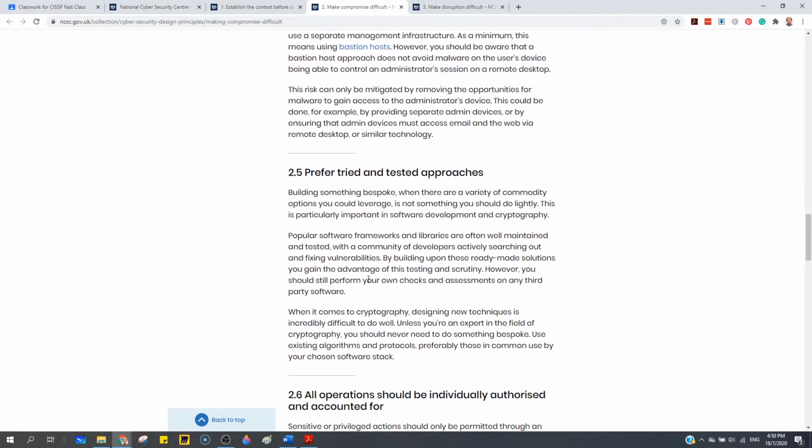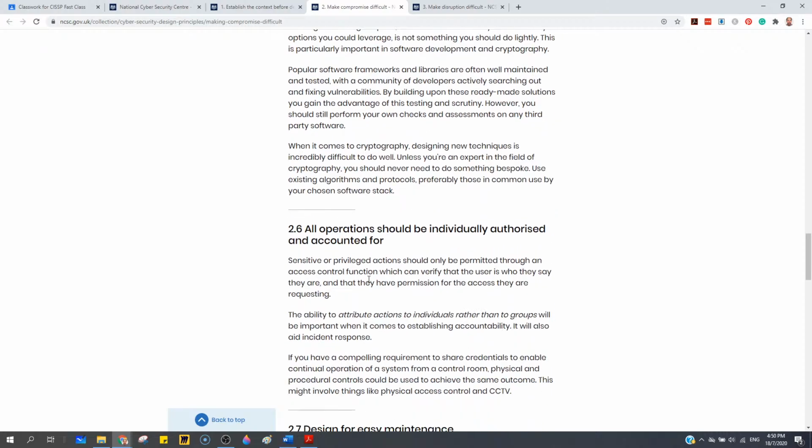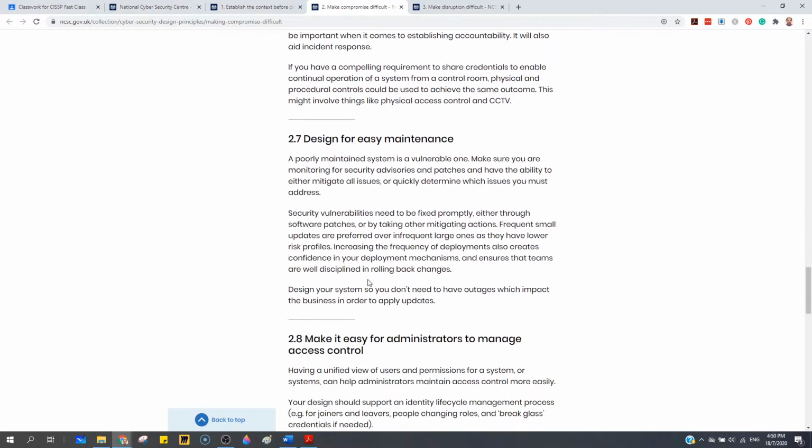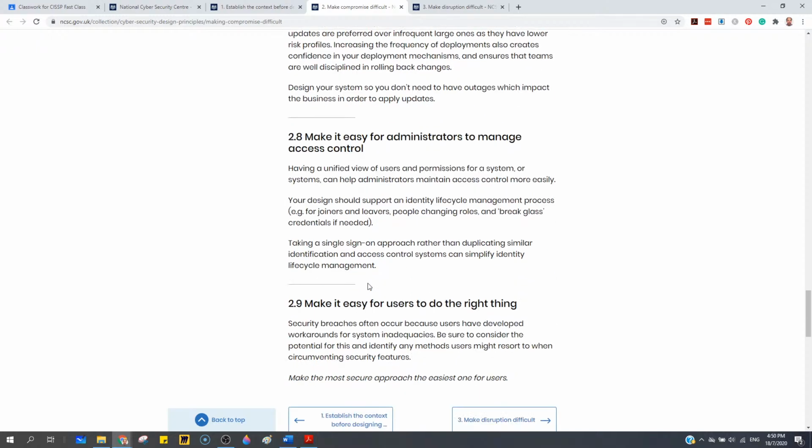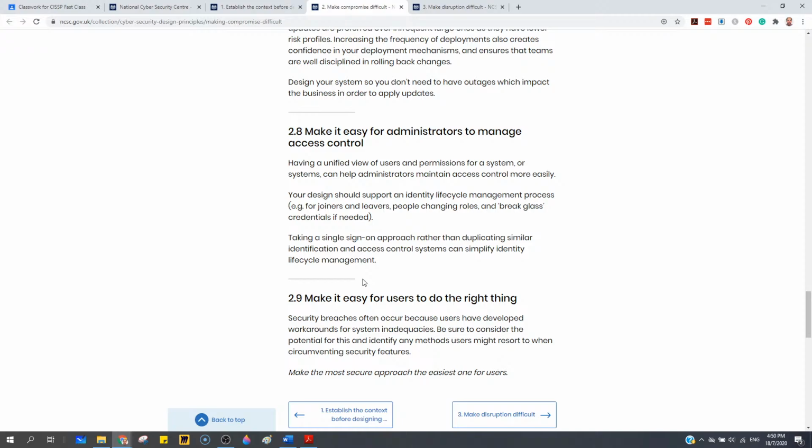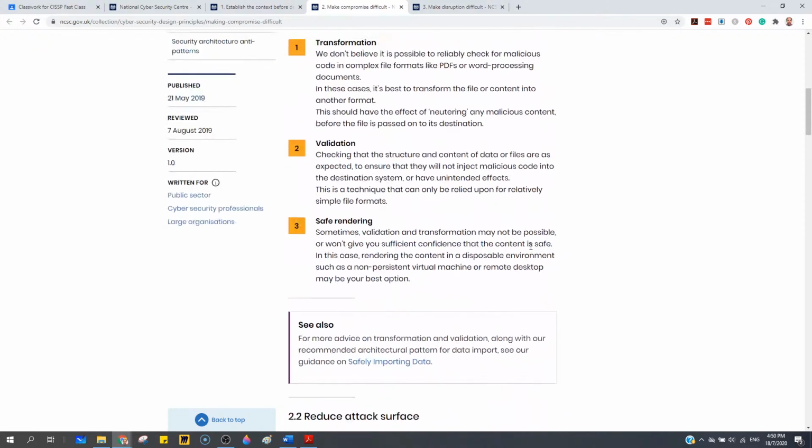The fifth one says prefer tried and tested approaches. The sixth one says all operations should be individually authorized and accounted for. The seventh says design for easy maintenance. The eighth is make it easy for administrators to manage the access control. And the ninth one says make it easy for users to do the right thing. So this is the practical implementation. Whenever you are going to design or create an architecture of any particular environment, or you want to understand any particular architecture, or you want to secure any particular environment, then you can use these principles.